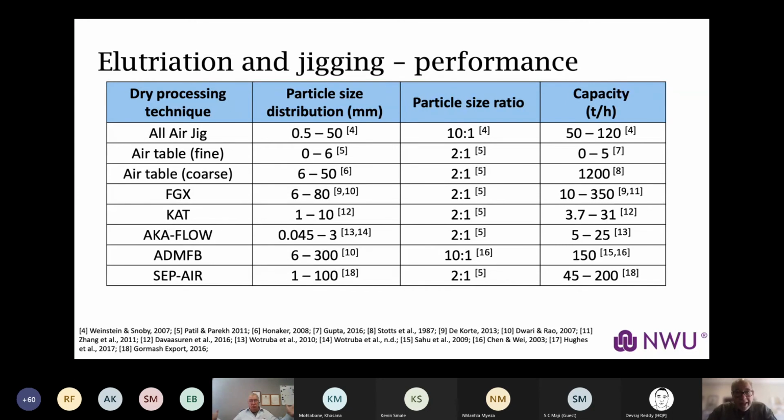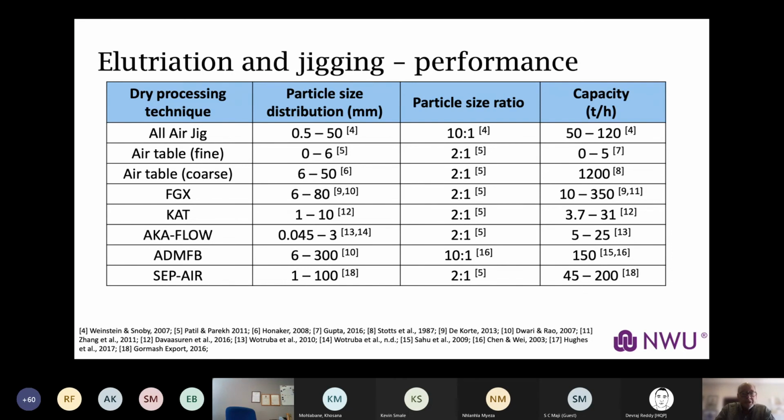The All-Air Jig claims that they can do a 10:1 particle size ratio. Again, I'm just repeating the numbers. And then the second one from the bottom is the air dense medium fluidized bed. That's the dry dense medium. They can do a 10:1 ratio as well, which makes sense because in a dense medium, your particle size becomes less important. Think of cyclones as well, where in a DMS cyclone, you can virtually send the entire feed into it in one go. So it's not sensitive to particle size there, but all the others, you've got a sensitivity to particle size.